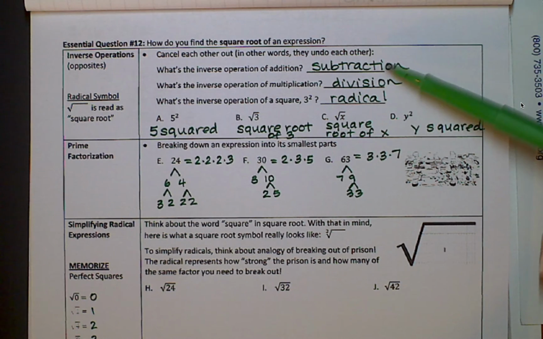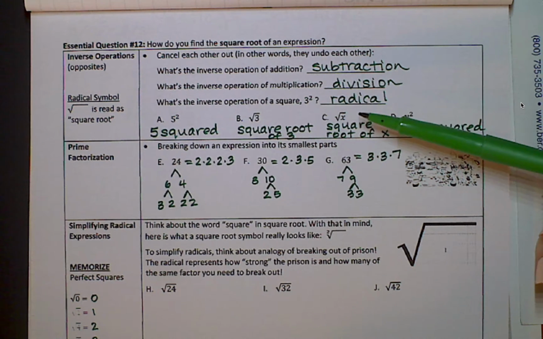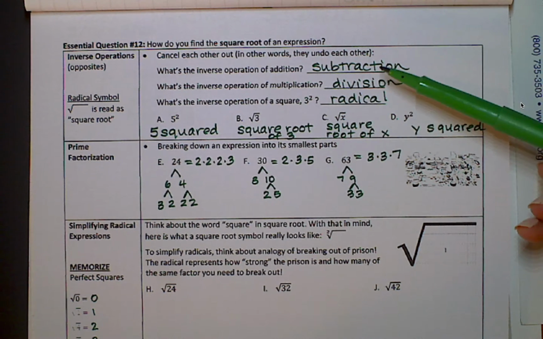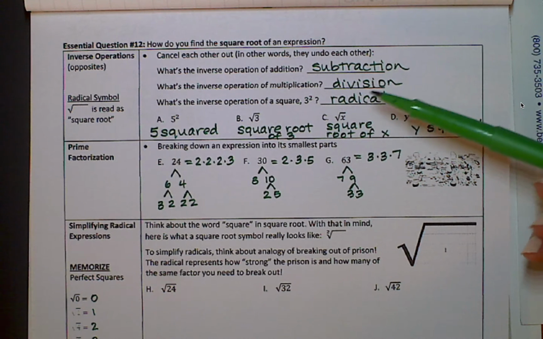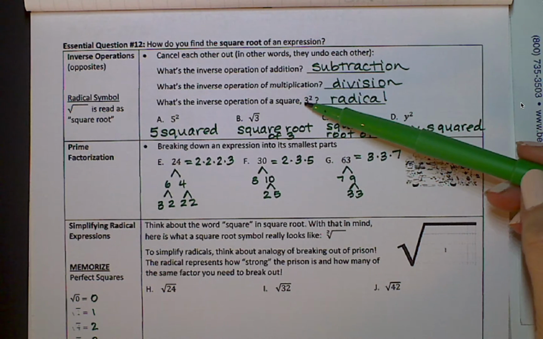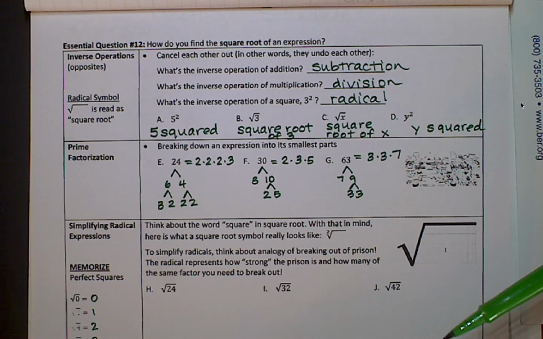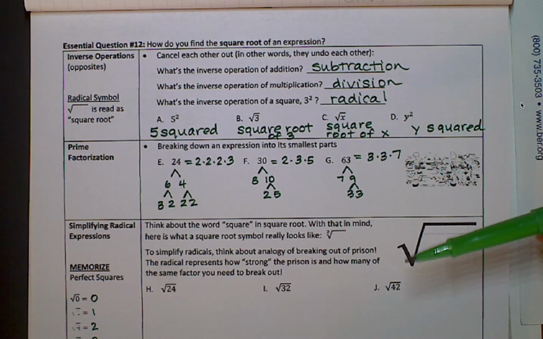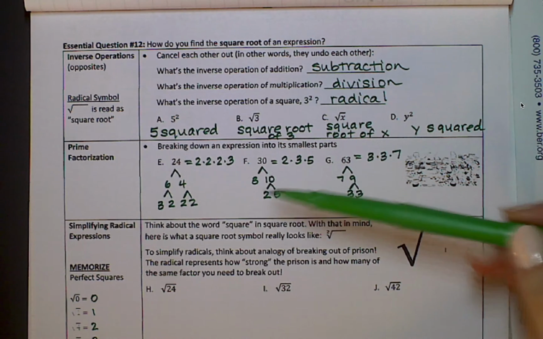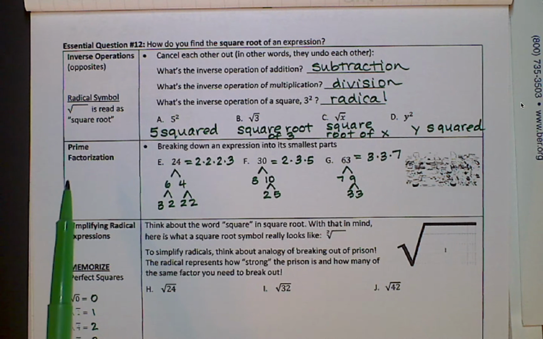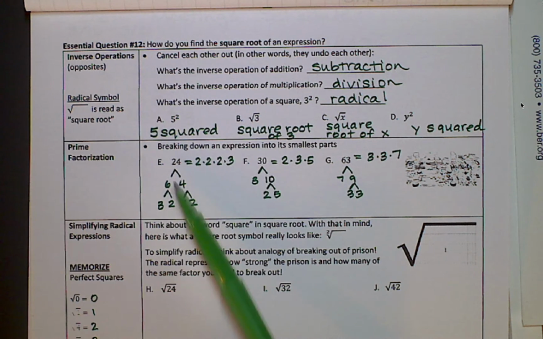Basically, the top talks about why we learn how to simplify radicals or simplify square roots: they're inverse operations of exponents, meaning they can undo exponents, which is really cool. And we simplify square roots by using something called prime factorization, which is basically just breaking down the number into only prime numbers.